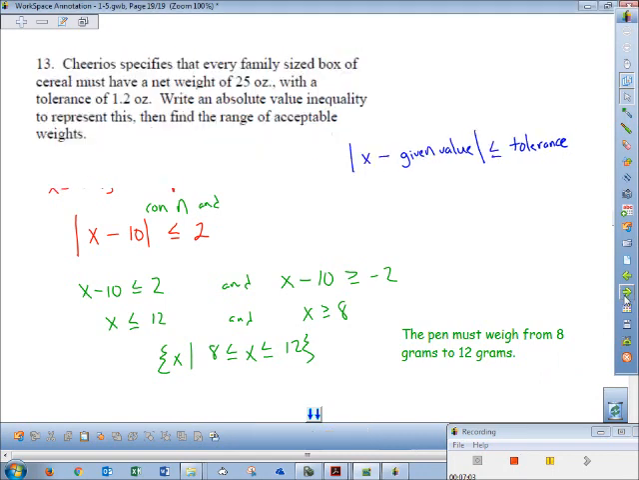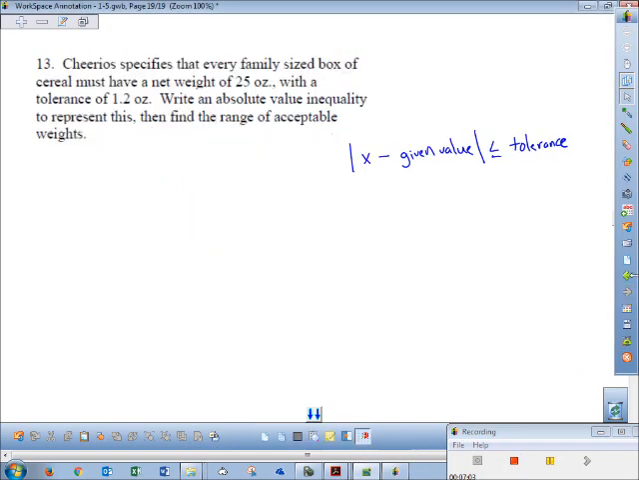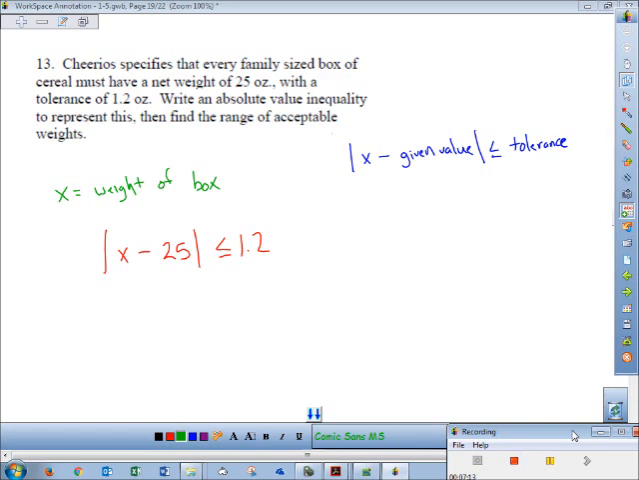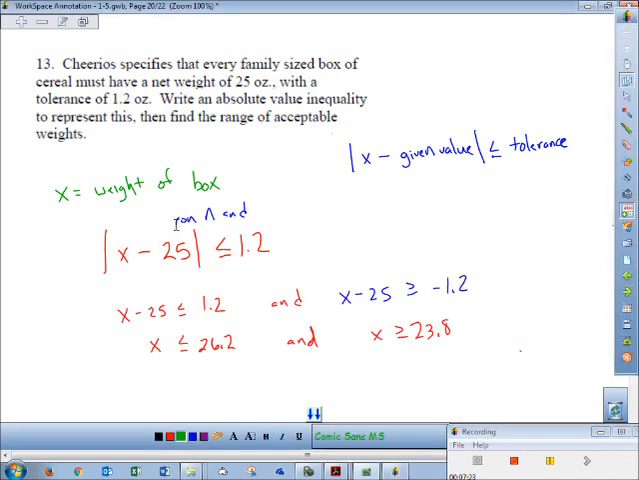One more. Why don't you pause the video and see if you can get this bad boy set up on your own. So remember, we got to define our variable. X is the weight of the box, what they're talking about. Here's my absolute value inequality, because 1.2 is the tolerance. And then I realize it's a conjunction and an AND statement, so I solve them both, as so.